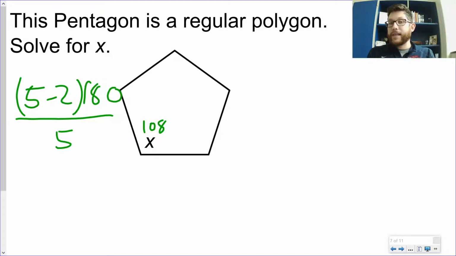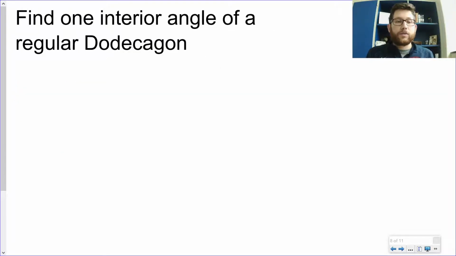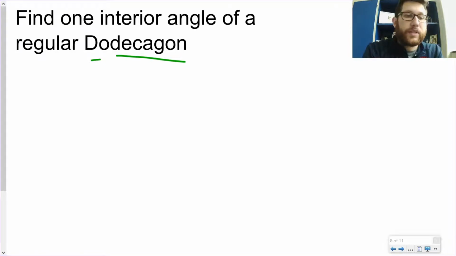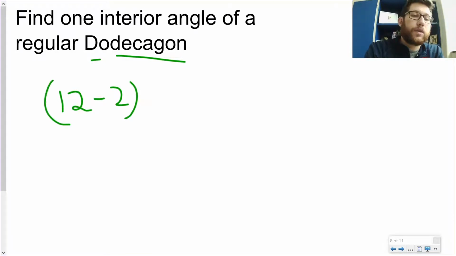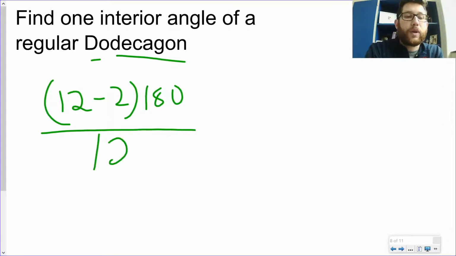Now, we can do the same thing for the exterior angles. Oh, we've got one more, sorry. Find one interior angle of a regular dodecagon. Remember dodecagon, that would be 12. So we would set this up, and I'll just set this one up. We won't actually solve it. 12 minus 2 times 180. We'll divide it by 12. And if you're not getting the right answer when you plug it in, do make sure that you keep those parentheses when you plug it into your calculator, or you will get the wrong answer.